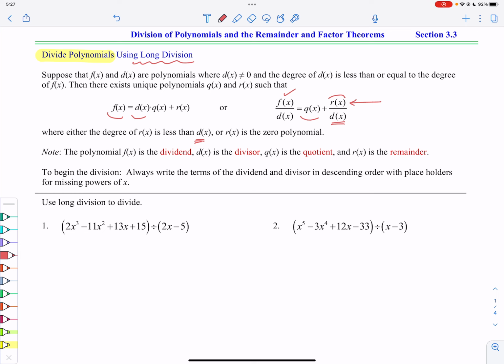So let's talk about some of these names. We're going to begin with our polynomial's name, the dividend, and that is what you are dividing. D of x is the divisor. And q of x is the quotient. And r of x is the remainder. So we will be able to write our function in this form after we divide by d of x.